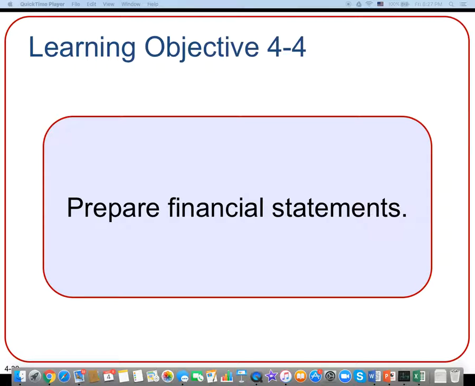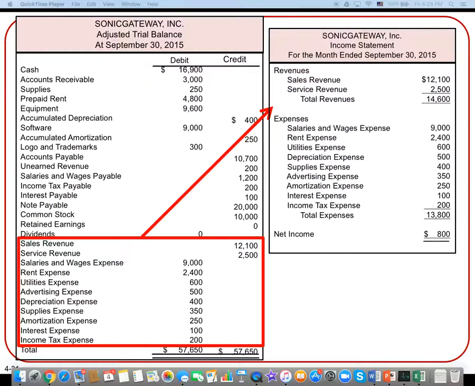After you prepare your adjusted trial balance, you now can prepare your financial statements. Again, nowadays everything comes out of the computer software, right? So you run an adjusted trial balance. You have the adjusted trial balance. Now you can prepare your financial statements.